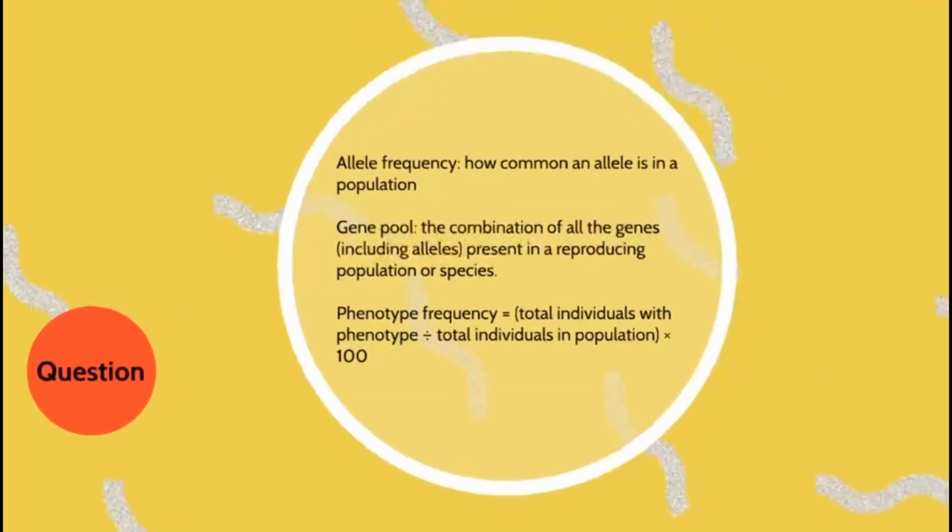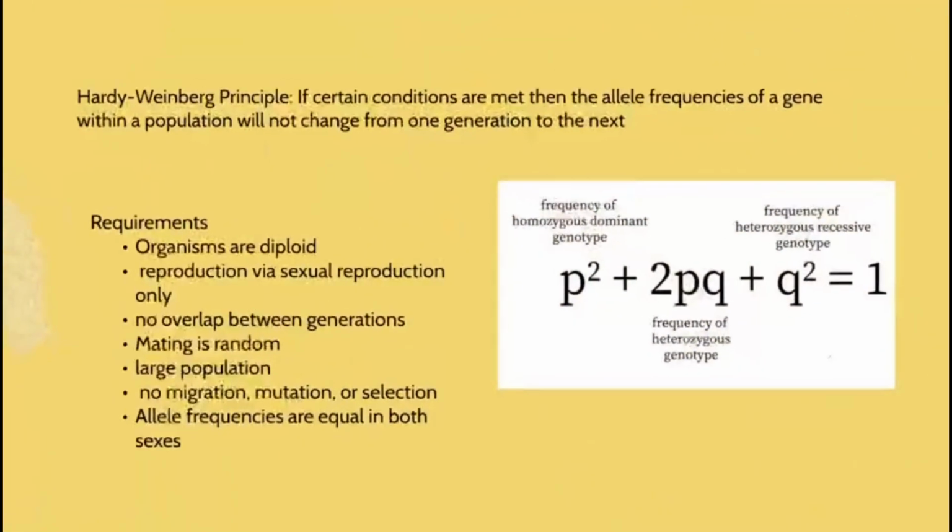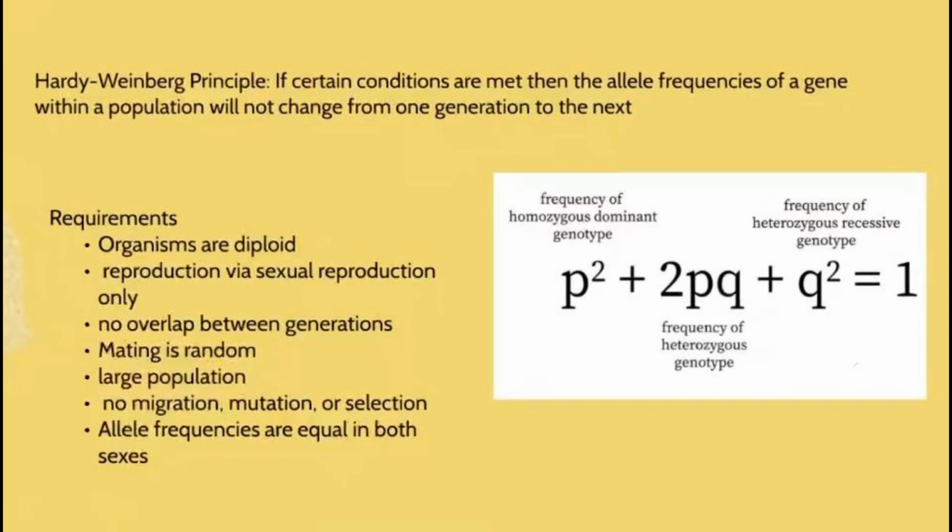Okay, so the last thing we're going to talk about today is the Hardy-Weinberg principle. This is a principle that basically states that if certain conditions are met, then the allele frequency of a gene within a population will not change from generation to generation. We know that this does not normally happen, because the conditions for this to happen must be met, and within general populations they are not met.